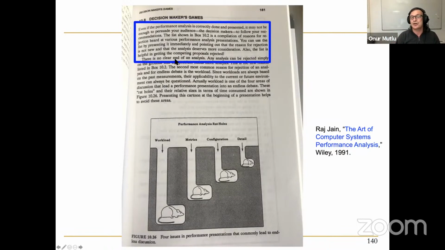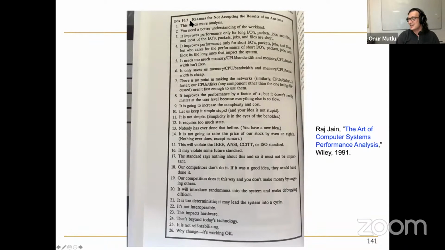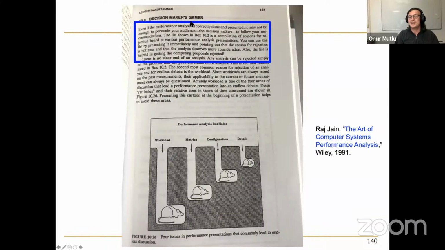So basically saying there's no clear end of an analysis. An analysis can be rejected simply on the grounds that the problem requires more analysis. And that's the first reason listed in box 2 over here. This needs more analysis, right? And that's what these reviewers are doing. This needs more analysis, come back. This needs more analysis, come back. But the cost of that is significant, basically, in terms of scientific progress.